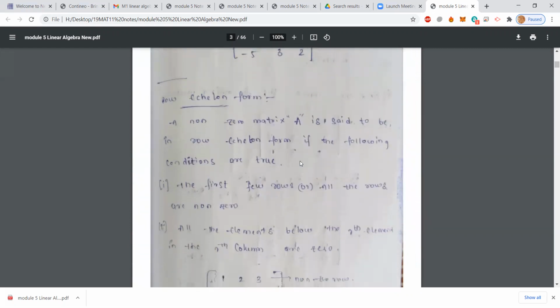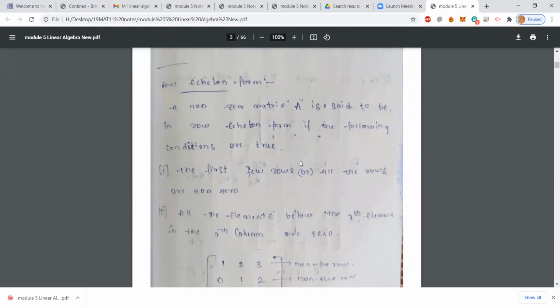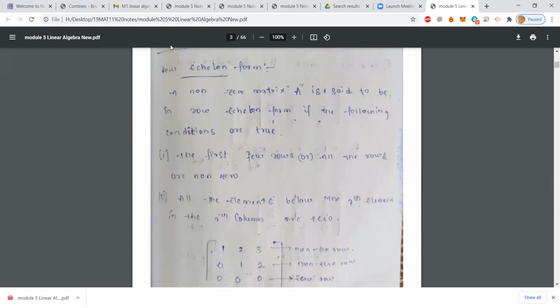So first we see the definition of a matrix which is in row echelon form. A non-zero matrix A is said to be in row echelon form if it satisfies the following conditions. So what is the first condition? The first few rows or all the rows are non-zero rows. The second condition is all the elements below the rth element in the rth column should be 0.